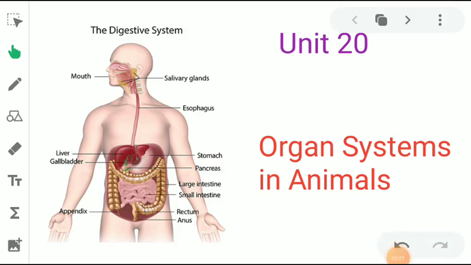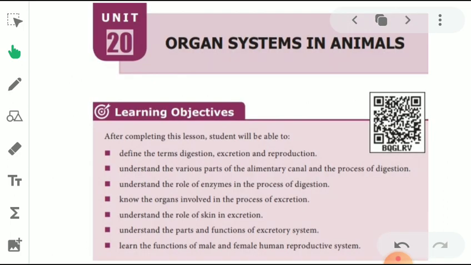Today we are going to see Unit 20, Organ System in Animals. Our learning objectives: what are we going to learn from this lesson? Define the digestive system, excretion and reproduction. Understand the various parts of the alimentary canal and the process of digestion.